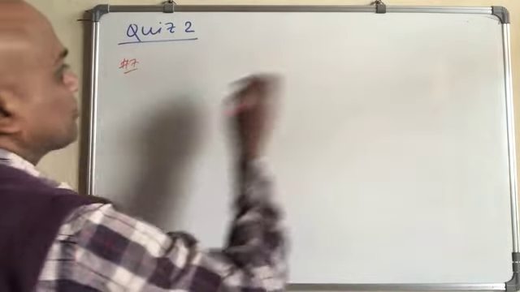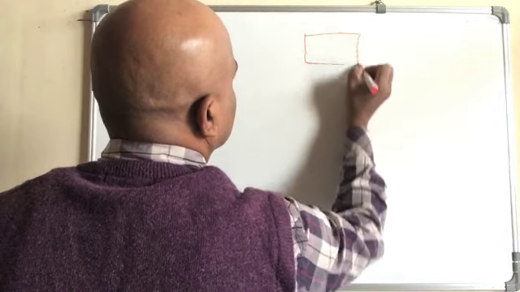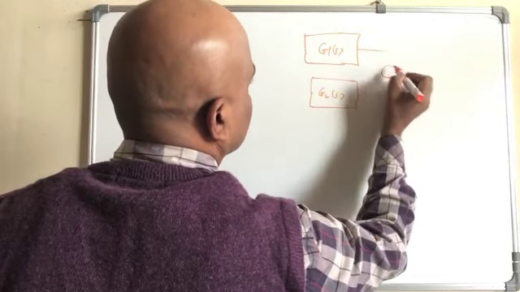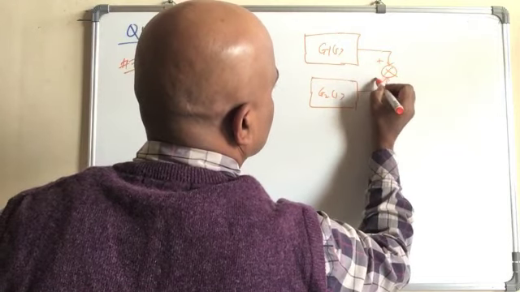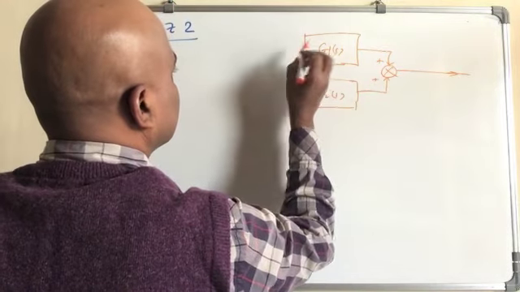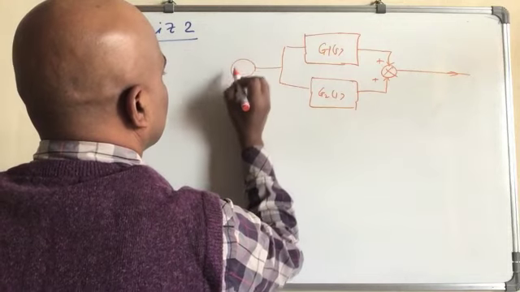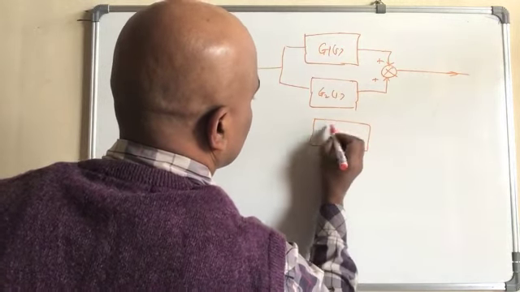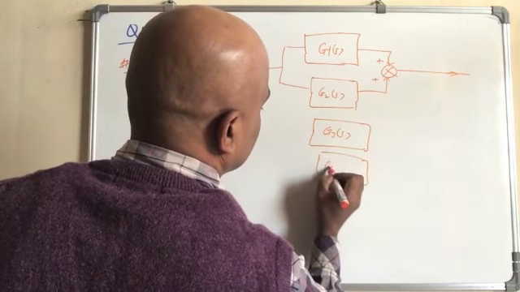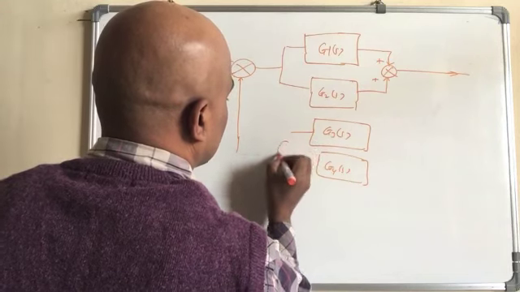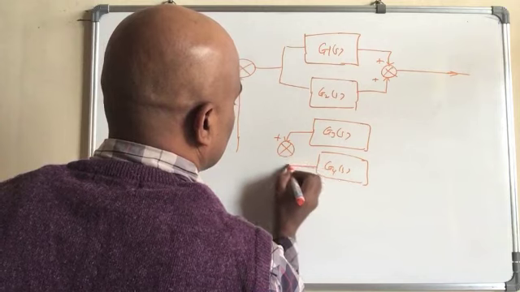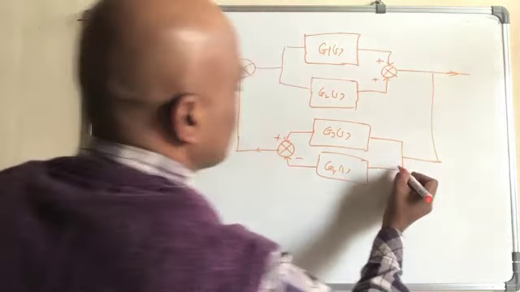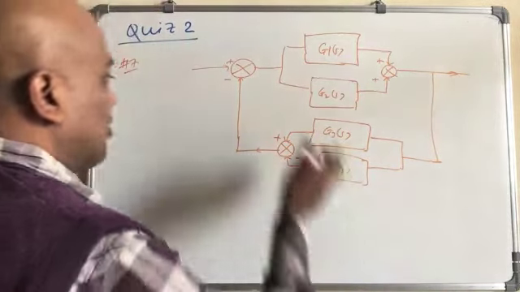Next question is, we have G1, G2(s), and we are adding them with plus and plus, and we have C(s) like this. Then we have G3(s), G4(s), where we have plus, but here we have minus. And then it goes like this. Yeah, so this is what that is. And then we have to find out the transfer function.